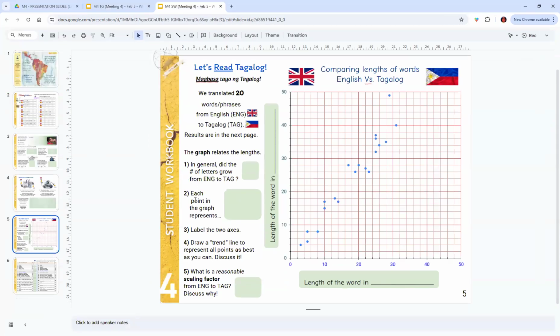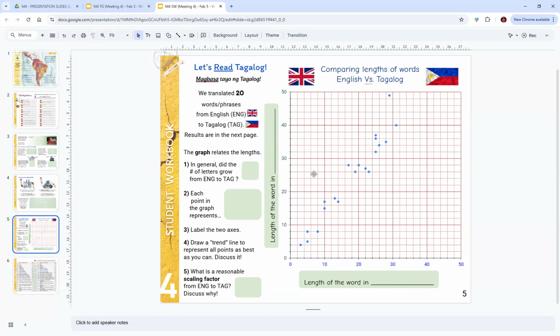Okay, the second question is conceptual. Each point in the graph represents, students could first think that it just represents a word in English. They could also think that it represents a word in Spanish. They could think it represents a length. They could think that it represents a pair of lengths, or they could think that it really corresponds to a translation. And I guess that would be the most complete answer: yes, it represents two lengths, but it corresponds to two words.